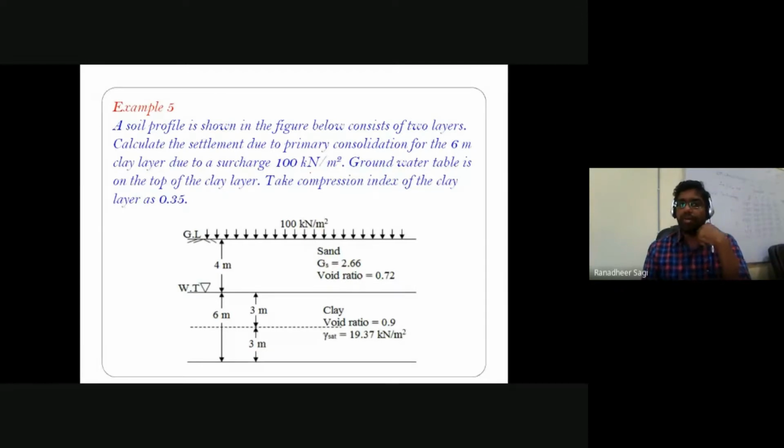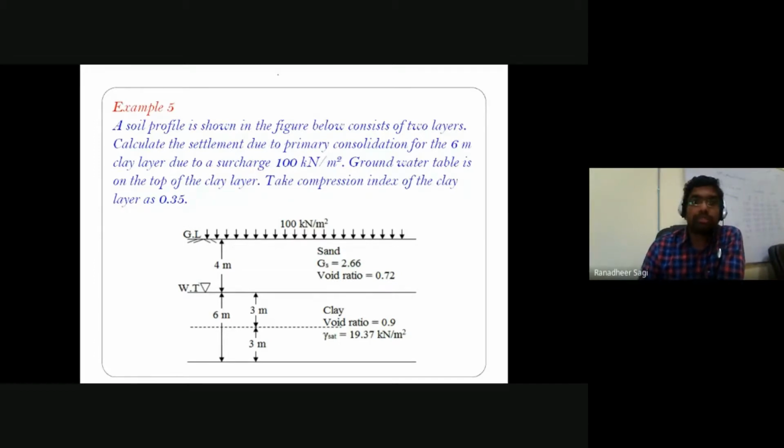So you are trying to apply what is called a surcharge stress, which we are calling an increment in stress. That is being applied on the ground, and due to that applied surcharge stress, we want to calculate how much is the corresponding consolidation settlement that we are going to have in the soil. That's the primary consolidation settlement particularly. And we are given the compression index value of that particular clay layer, which is 0.35.